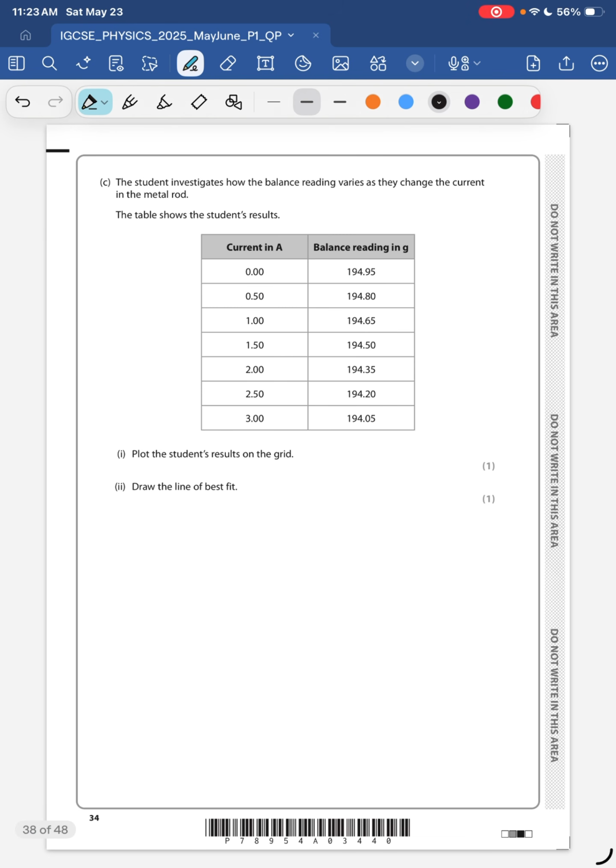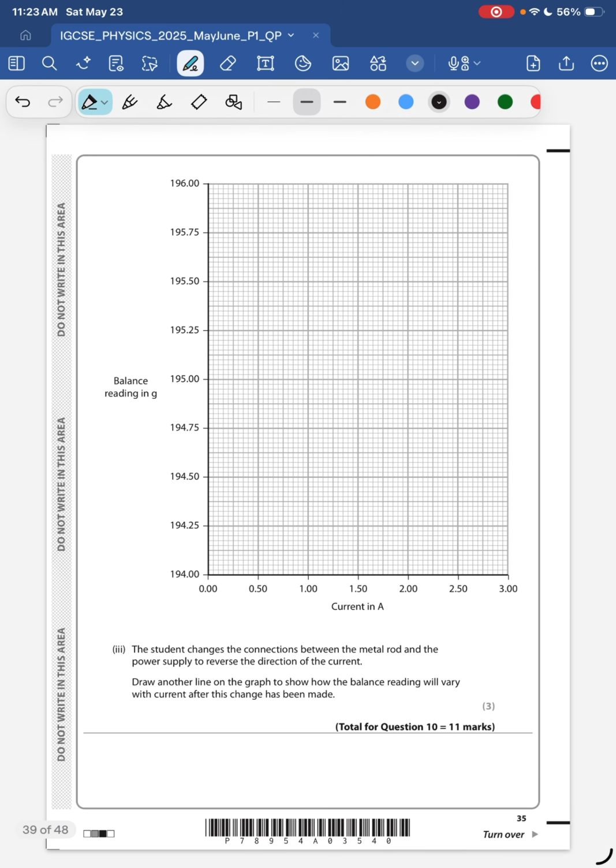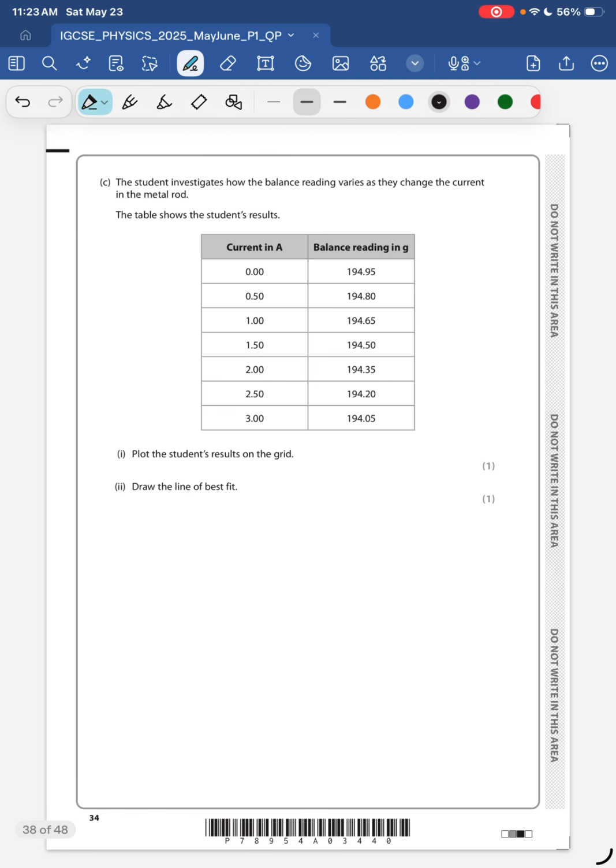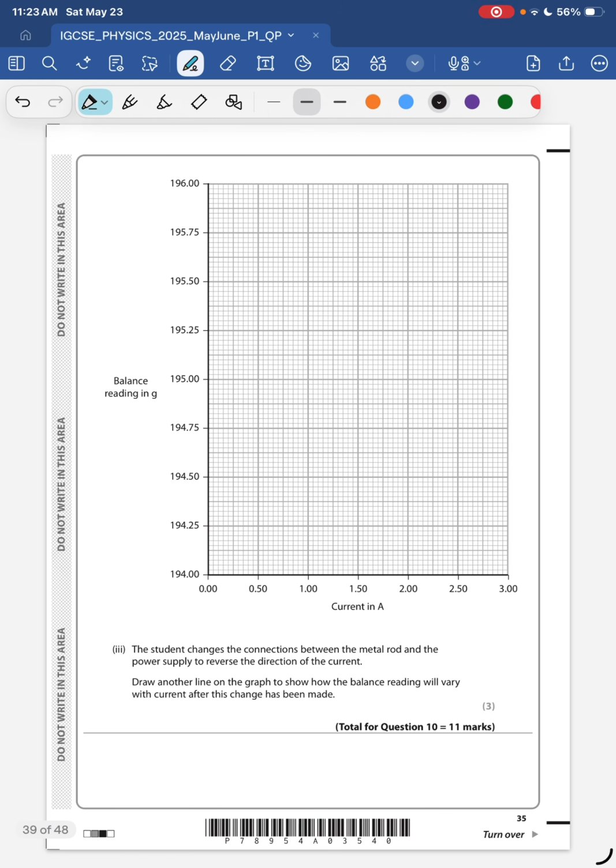Let's go to part C. The student investigates how the balance reading varies as they change the current in the metal rod. The table shows the student's results. Plot the student's results on the grid and then draw the line of best fit. This is going to be a little bit tedious. I'm going to show you 2 pairs of values and then I'm going to speed up the video for the final result. The first pair is when the current is 0, we get 194.95.